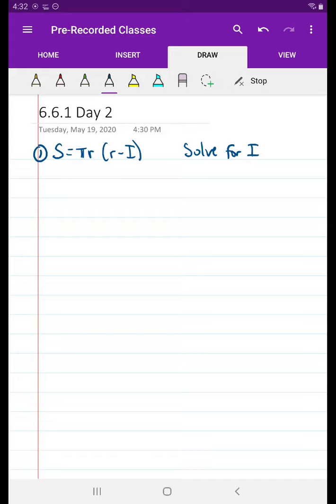So for number 1, we have s equals pi r times r minus I, and we have to solve for I. The variable that I want to solve for, I'll circle in red. In this case, it's locked up in parentheses, so the first thing I need to do is unlock those parentheses. I can do that by dividing both sides by pi r. When I do that, the pi and r will cancel on the right, so I'm left with s over pi r equals r minus I.